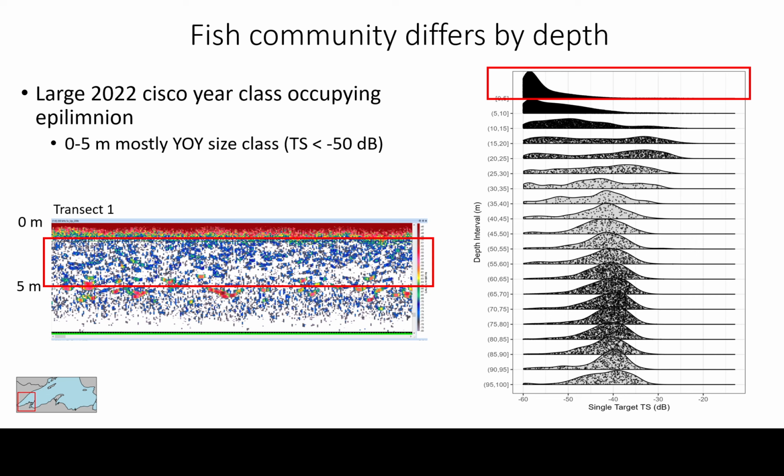This is an example echogram showing that we can see fish in this upper 5 meters. Normally, the vessel would come down to this depth here, and the near field would come down to 5 meters, so you wouldn't even be able to see this whole area.